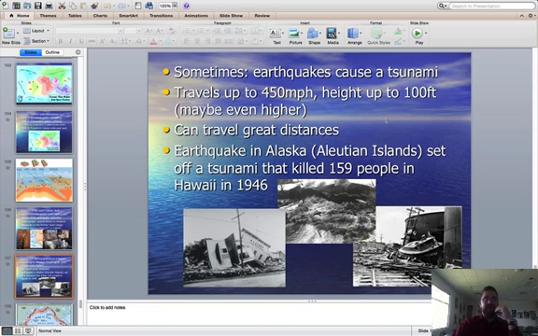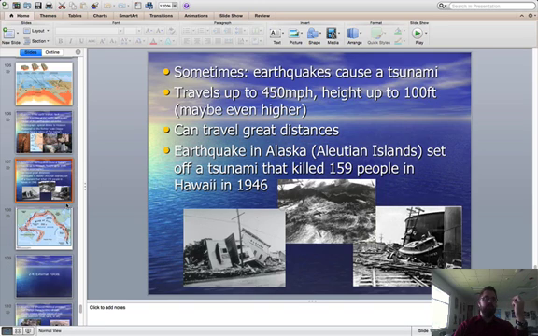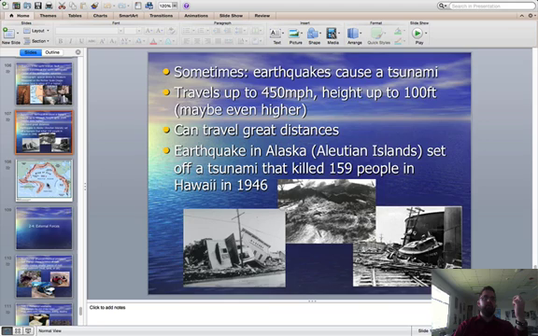So they can go a couple of miles inland, depending on the size of the tsunami, and kill a lot of people. These photos are from one in Alaska. Of course, really the deadliest one was in 2004. It killed over 200,000 people in Thailand, in Sumatra, in that area, after a very large earthquake hit there.